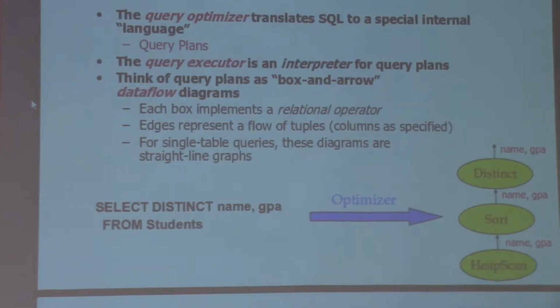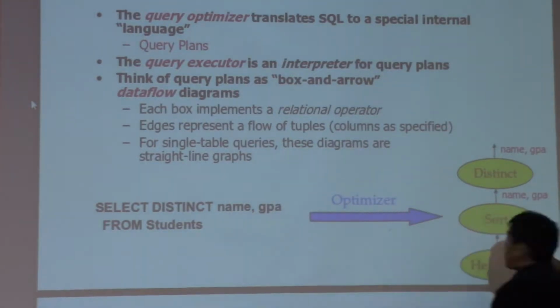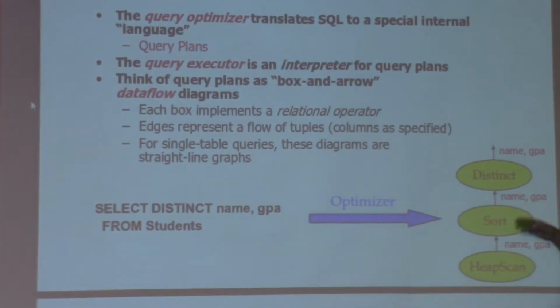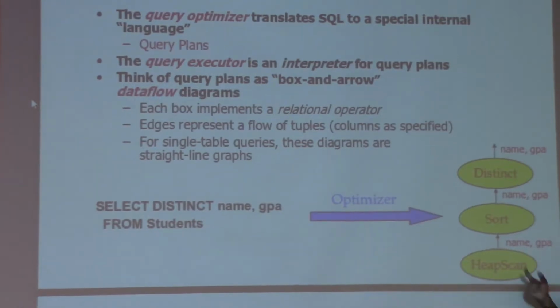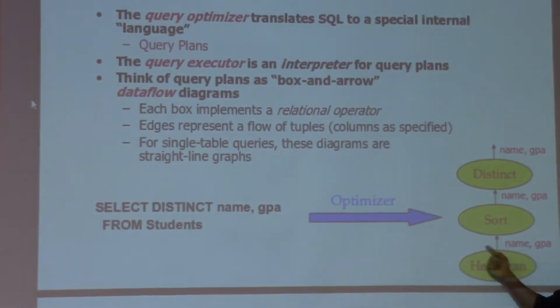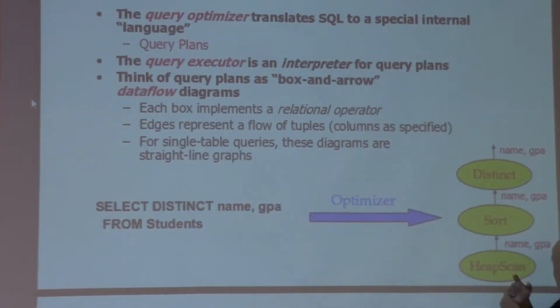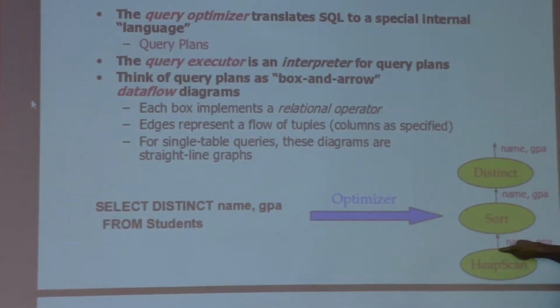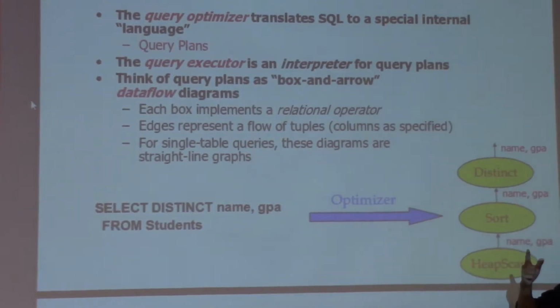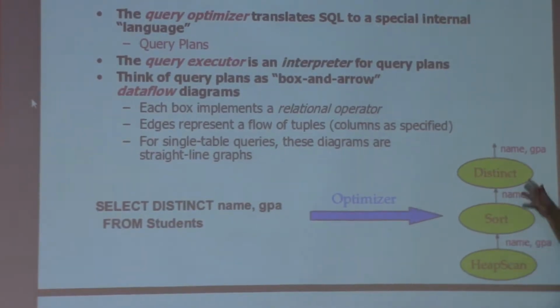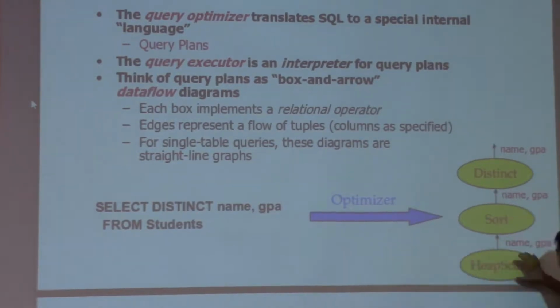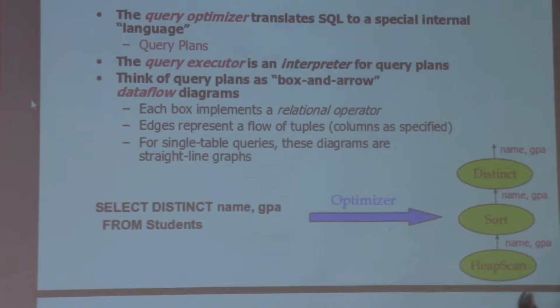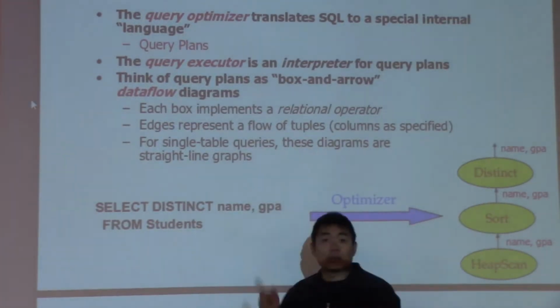So in a relational database engine, what happens is a SQL query will be translated into a pipeline graph like this, where each oval or circle shape represents an operator, and each arrow represents the flow of your data. Let's look at this example to understand what's going on. This operator says I'm going to do a heap scan. Of course, at the bottom of this graph is your base relation, your table, which is students.